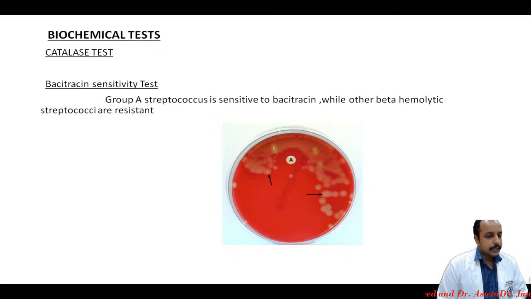Coming to the biochemical tests, the first one is the catalase test. It differentiates between Streptococci and Micrococci. Streptococci are catalase negative. The other one is the bacitracin sensitivity test. Group A Streptococcus is sensitive to bacitracin, while other beta hemolytic Streptococci are resistant. A 0.04 unit bacitracin disc is used, and any zone of inhibition around the bacitracin disc is considered positive.